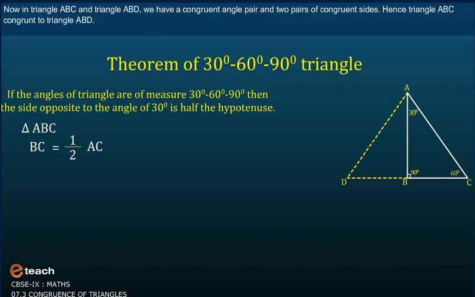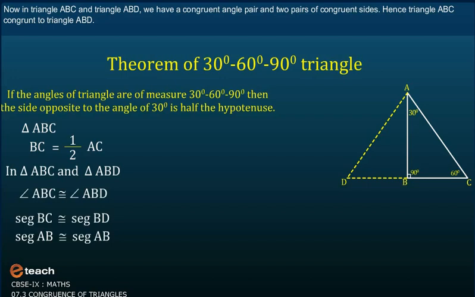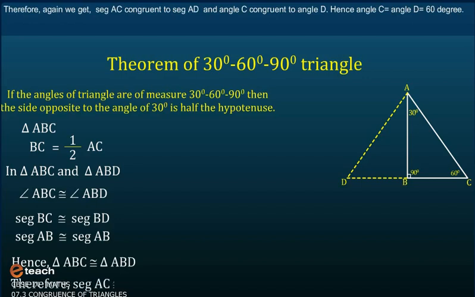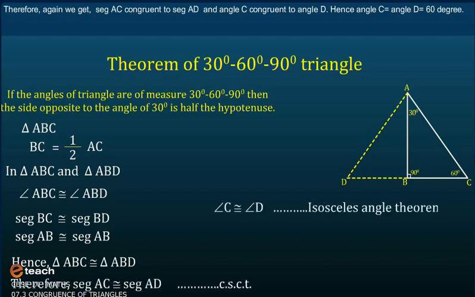Now in triangle ABC and triangle ABD, we have a congruent angle pair and two pairs of congruent sides. Hence, triangle ABC is congruent to triangle ABD. Therefore, again we get segment AC congruent to segment AD and angle C congruent to angle D. Hence, angle C is equal to angle D is equal to 60 degree.